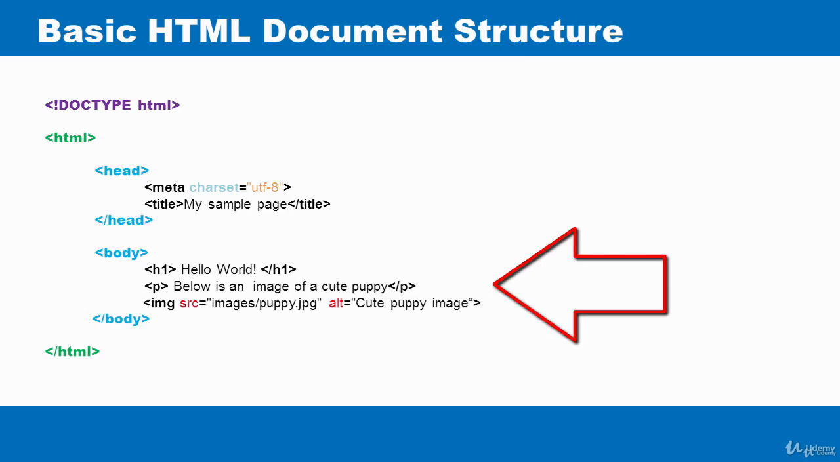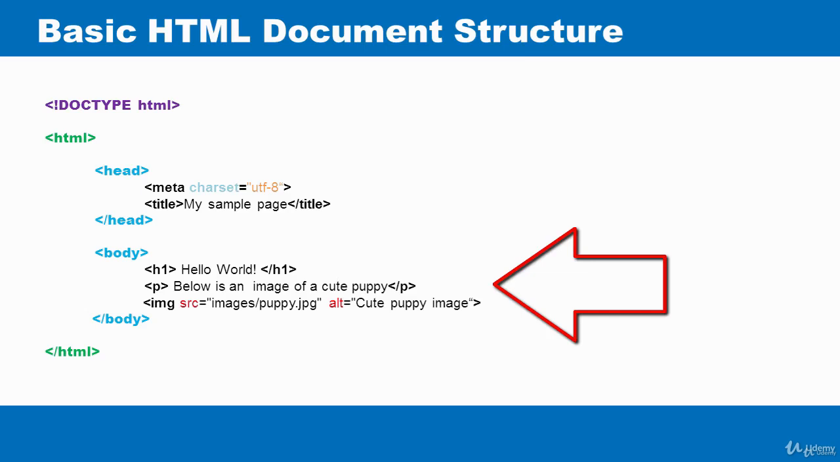And for every attribute, you assign a value using the equals sign, and you enclose the values in quotes. So in my example here, I've said the image is located in my images folder, and the name of the image is called puppy.jpg. Next, I've got another attribute called alt. This is called the alternate text, and you have to give it a value. I've given it a value of cute puppy image.